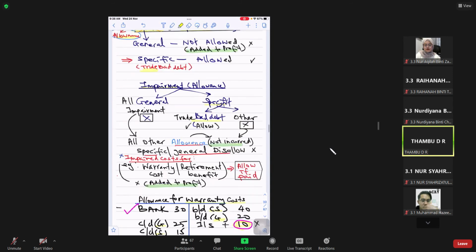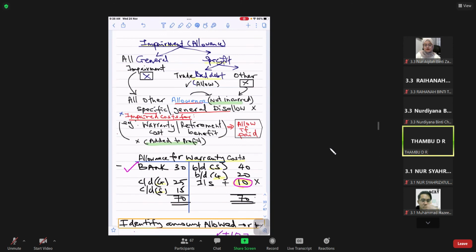Okay. Impairment allowance. General, all general impairment not allowed. Specific trade allowed. Bad debt. Others cannot. All other allowances not incurred, whether specific or general, other than bad debt, disallowed. That can be impairment cost, warranty cost, retirement benefit. Right? We add back to profit. Okay. If paid, allow. Only when it is paid.